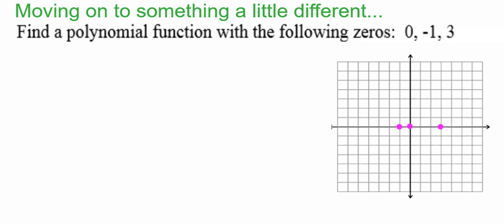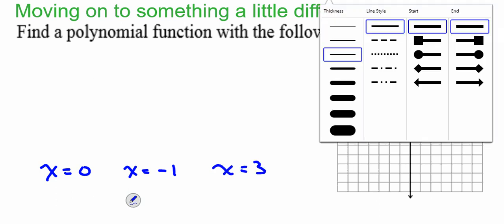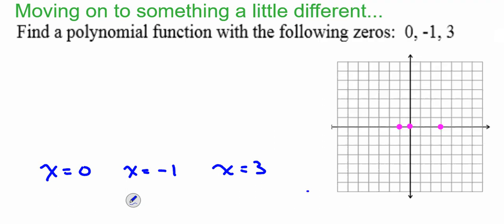All right, so find a polynomial function with the following zeros. This is actually a backward problem because usually we're given a function and we're asked to find all the zeros. But look, they gave us the answer: x equals 0, x equals negative 1, and x equals 3. I like doing this problem backwards. Give it a try. If you don't like it, you can do it a different way. But this is how I do it.